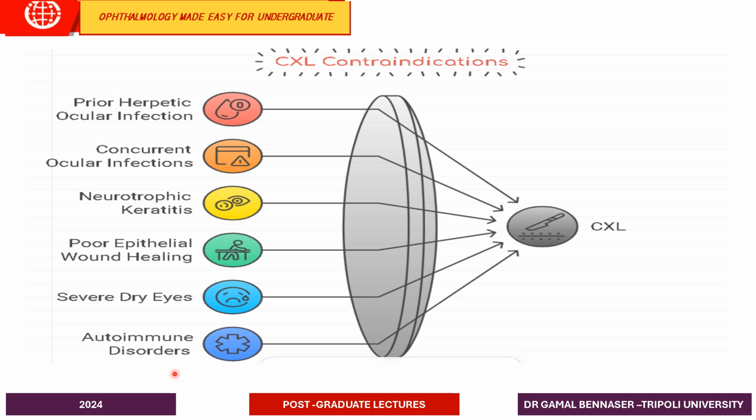Pregnancy is not regarded as an absolute contraindication because there are no studies showing any harmful effect of cross-linking during pregnancy. However, it is generally advised to avoid doing cross-linking during pregnancy. But so far, there are no studies to prove that it has a dangerous or hazardous effect during pregnancy. So these are the major contraindications for cross-linking.